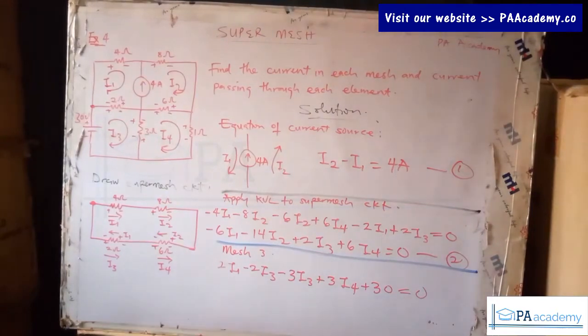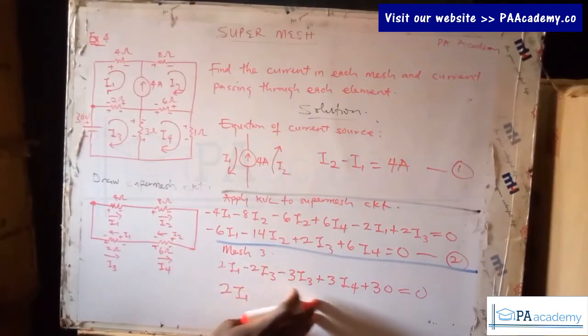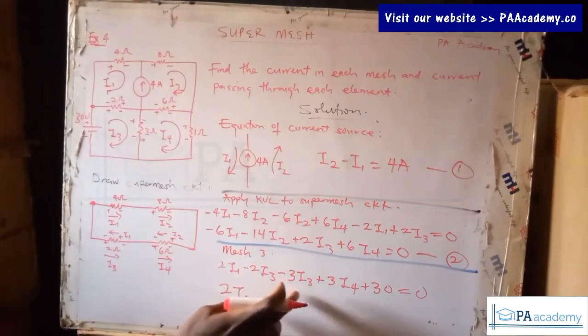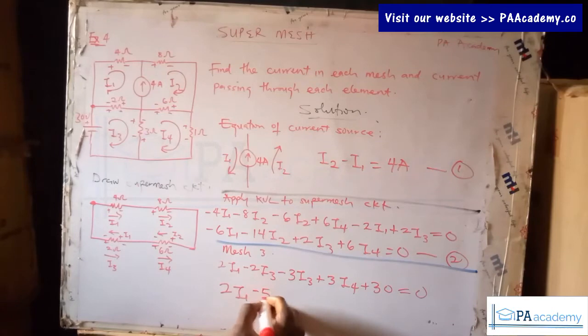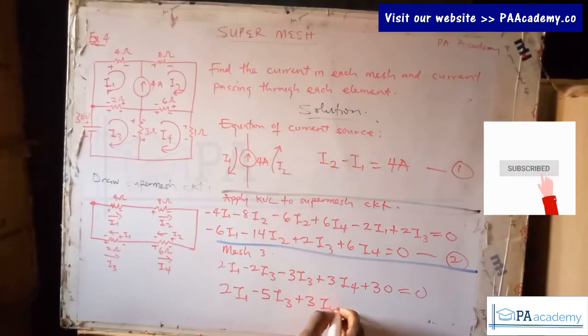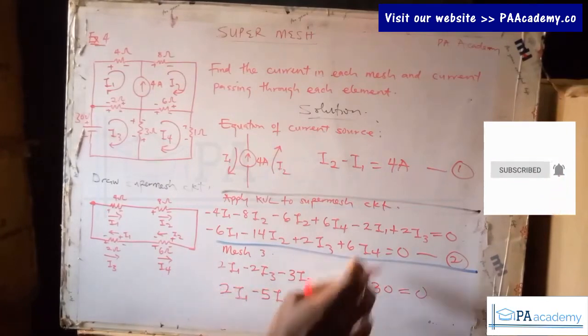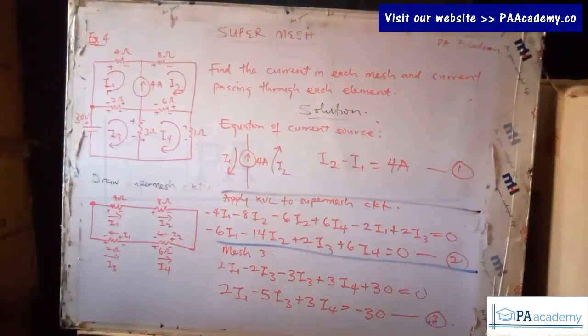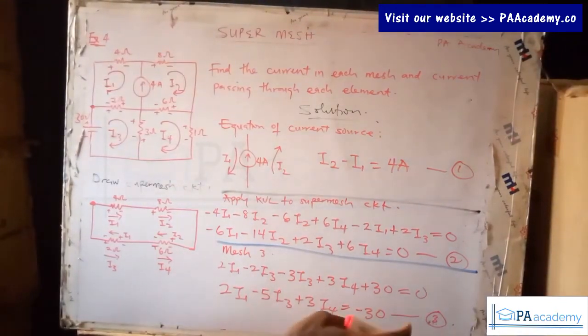So let's simplify this. So I1, we're having 2 I1. So what else? Is there any I2? It seems there's no I2 here. So let's go to I3. So we are having -2 -3, that will be -5. -5 I3, then plus 3 I4, and then this 30, let's take it to the other side of the equals to sign, it becomes -30. Yeah. And this is our equation 3. So we are not done yet. So this is -2 I1 -5 I3 plus 3 I4 equals to -30. This is our equation 3.